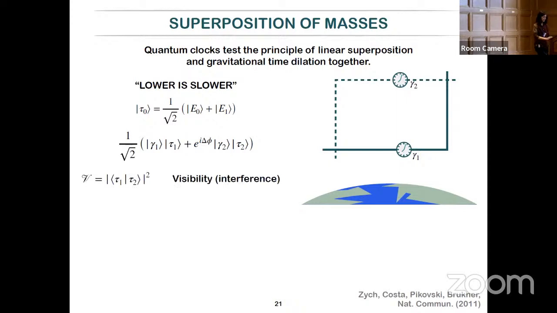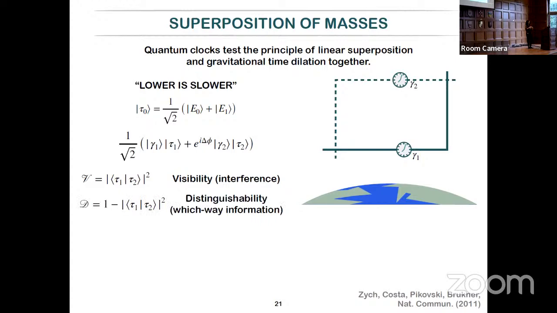And the important thing is that when we look at the visibility of the interferometer at the end of the experiment, we find that there is a reduction of visibility that is due to the state of the clock. So if we didn't have the clock, we could have a relative phase, but we would have no reduction of visibility, because the reduction of visibility is exclusively due to the state of the clock. And the reduction of visibility is related to interference. And then we also have that visibility and distinguishability have to be one.